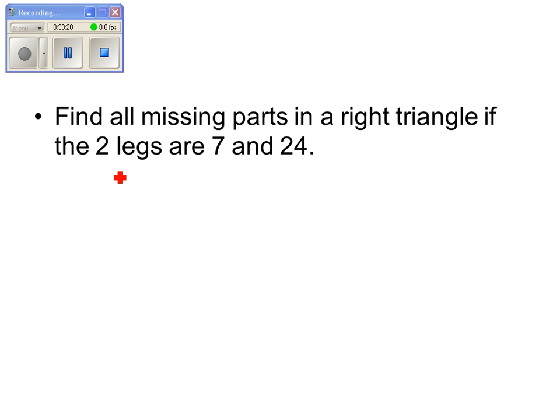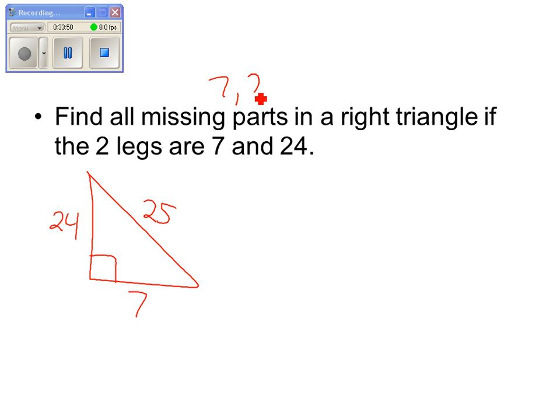Find all missing parts in a right triangle. The two legs are 7 and 24. So we draw a right triangle. This is 7, this is 24. Oops, sorry, I said the answer. Well, this fits into that family, so you could use the Pythagorean theorem to find this side. But we know it's 25 because it fits into that 7, 24, 25 family. So that's one of the parts. Now we still have to find the two angles.